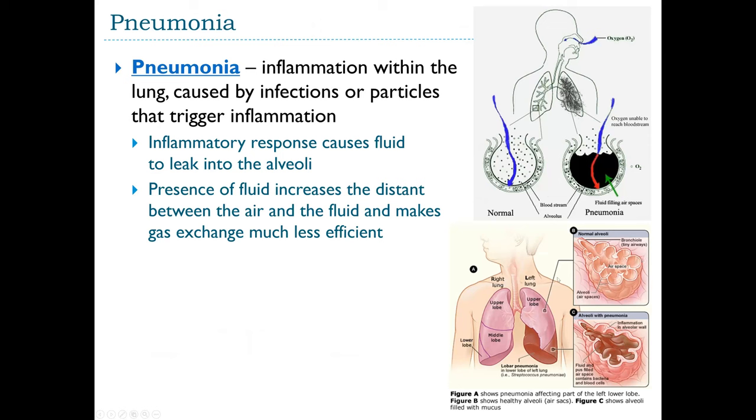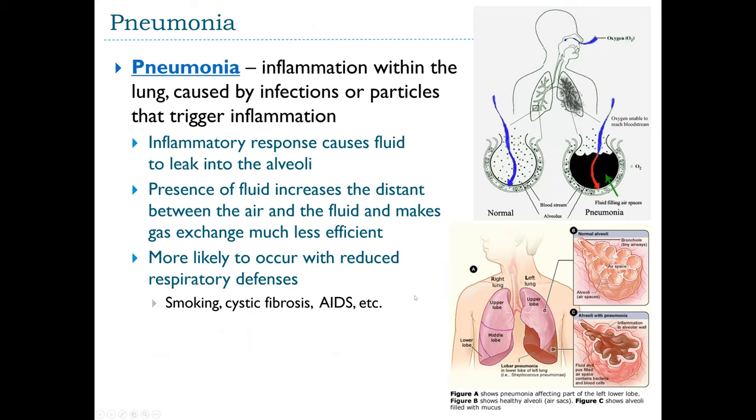Pneumonia, especially if it's caused by an infection, may only affect like one lobe at a time. So in this picture down here, this individual has pneumonia, but it is only in the lower lobe of the left lung. So that is one benefit to having the lung partitioned into a bunch of different subdivisions, is that it can help to contain infections. But nevertheless, in this particular area of the lung, you would have very reduced gas exchange because of the fluid that is building up inside the air spaces.